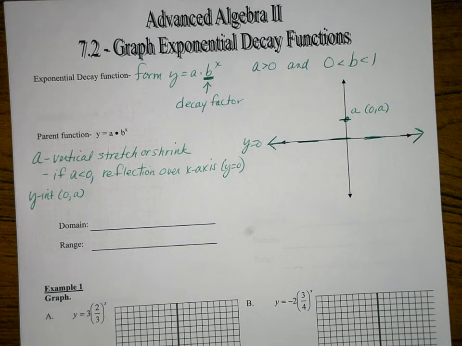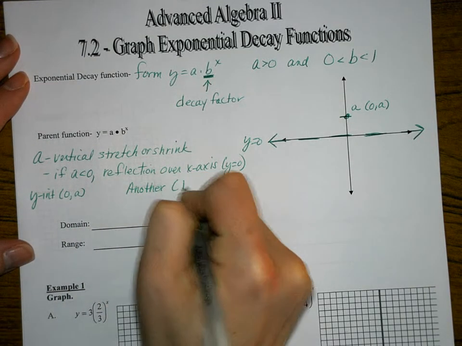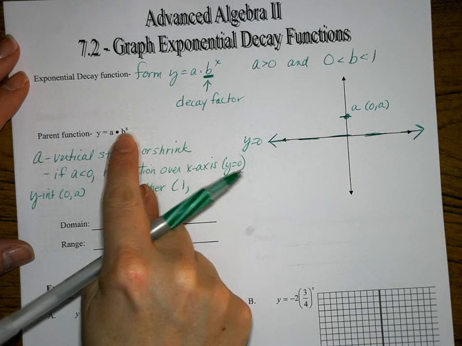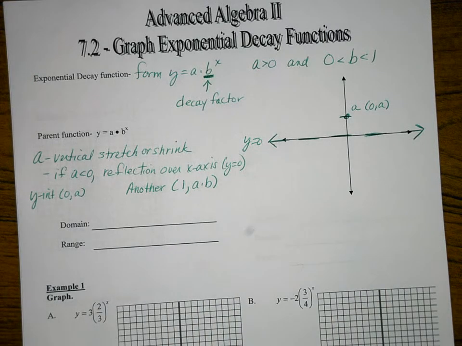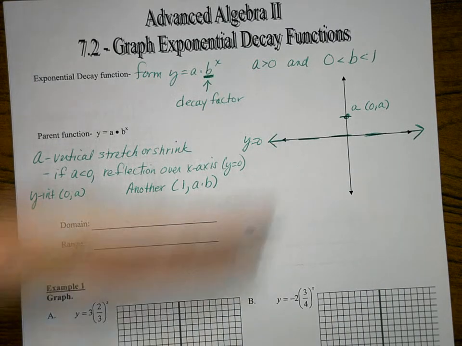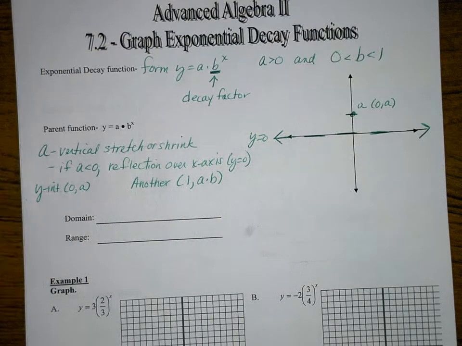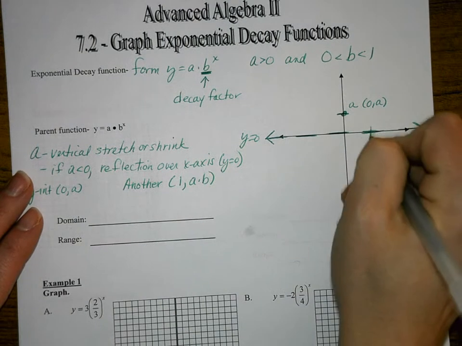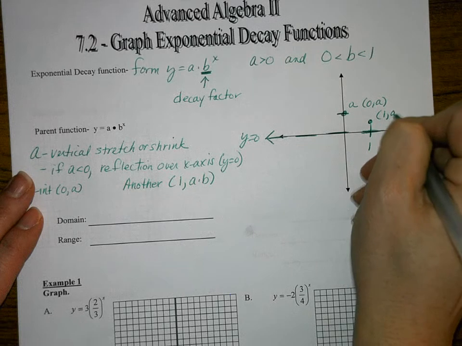Okay, now what is the second point that I get? All right, another point that I get is when I put in 1 for x, b to the first is b, so my y value is just a times b. However, this is exponential decay. It's not growing from left to right. It's going to be falling from left to right. So with exponential decay, I'm going to go to the right one, and I'm going to go up a value of a times b. So this is the point 1, comma a times b.